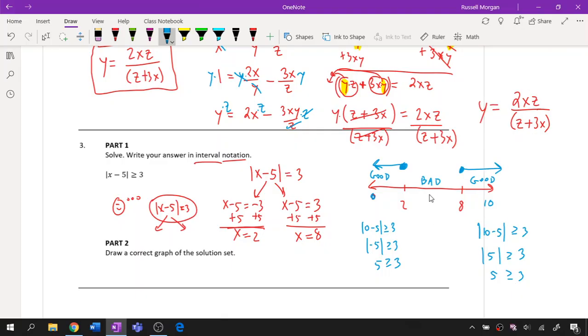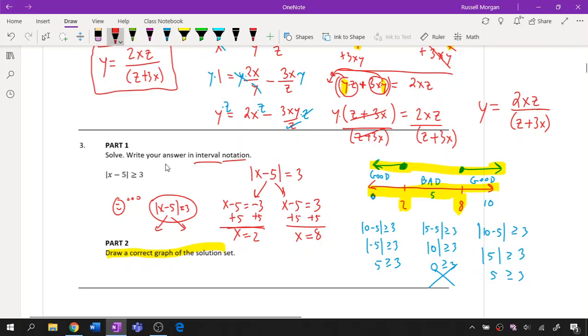Of course, in the middle, I could test a number like 5. I'll do that really quick, just to be sure. If I plug 5 into this original problem, the absolute value of 5 minus 5, is that greater than or equal to 3? Well, 5 minus 5 is 0, and the absolute value of 0 is 0. And that is not true. 0 is not greater than or equal to 3, so it was bad. So this is actually the correct graph. It says draw a correct graph of the solution set. This is the graph. Of course, you need the number line below it. You don't have to write the good and the bad, but you do need to do all of that.